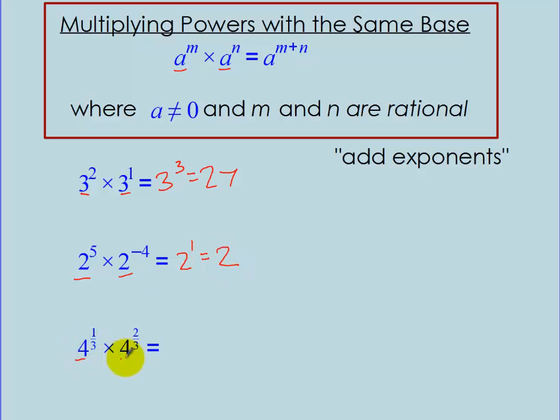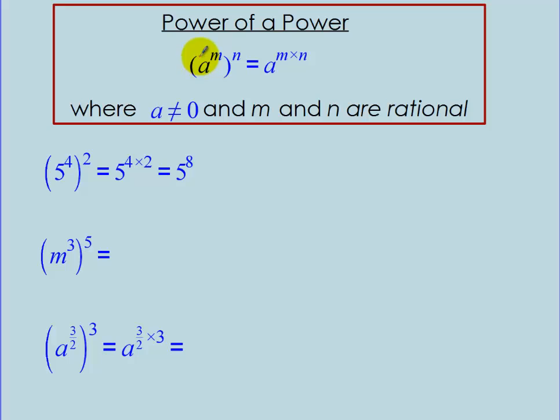Next, 4 to the 1/3 times 4 to the 2/3, same base. Even though there's fractions, you can still add up fractions. 1/3 plus 2/3 is going to be 4 to the 3/3 power, which is the same thing as 4 to the 1 power, or just 4. You're adding those exponents. Now, this one's a little different here. Power of a power, you multiply the exponents.